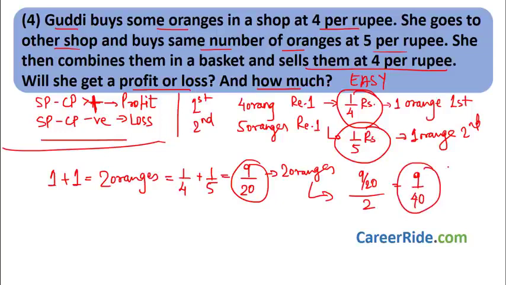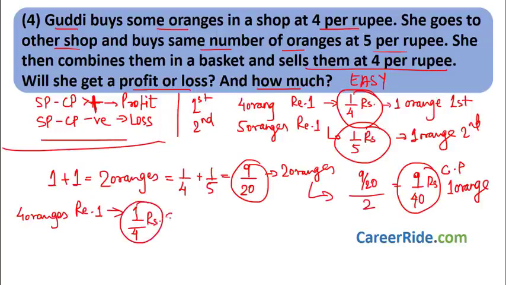That means the cost price for Goody for one orange in total, when she combines the oranges from both the shops, is nothing but 9 by 40 rupees. This is the cost price for one orange. Now she goes for selling them. At what price does she sell? At what rate does she sell? 4 oranges for 1 rupee. That means she sells one orange for 1 upon 4 rupees. So this is the selling price for one orange. We know the cost price for one orange. We know the selling price for one orange. Let us see whether she gets profit or loss.